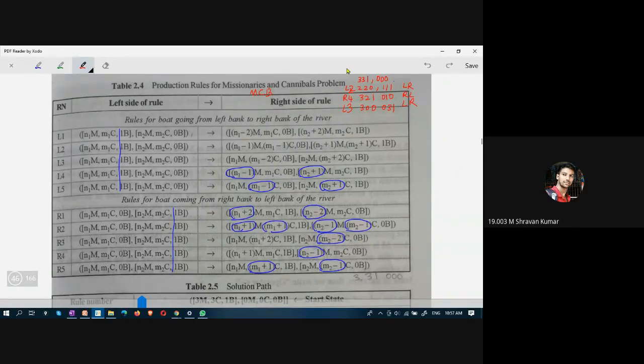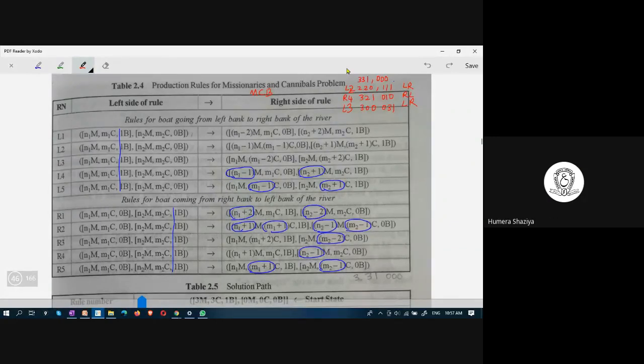Okay. But after L3, there is one missionary, no, ma'am. That's where I am asking. Where is one missionary? It is N1. N1 can be 0, 1, 2, or 3. So here it is 0. N1 can take values from 0 to 3. Oh, okay, ma'am. Now I understood. I thought there should be at least one person. It can be 0 as well. Next rule.